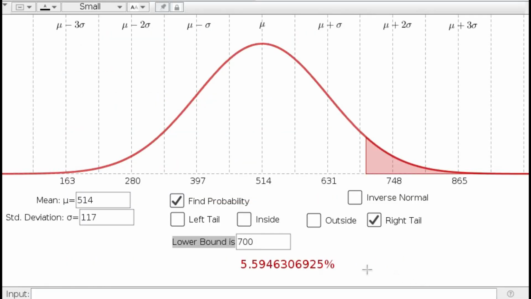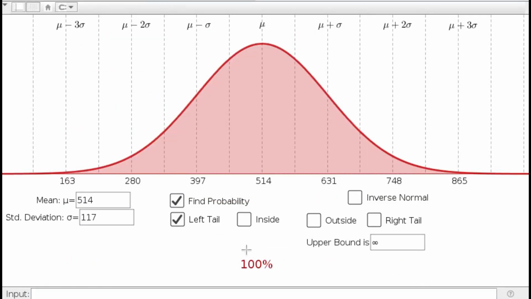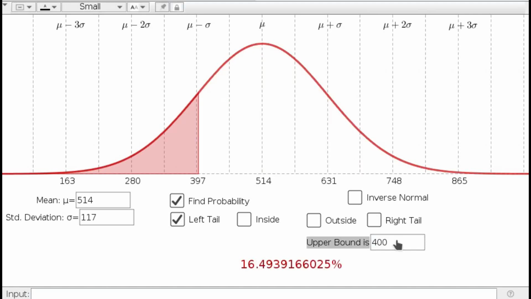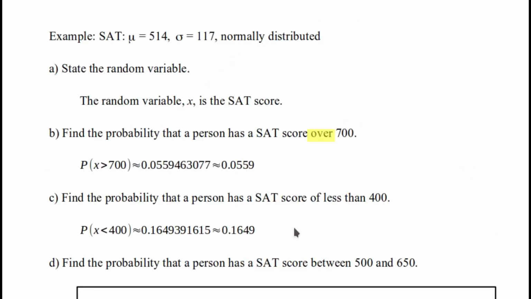The next question, find the probability that a person has an SAT score of less than 400. So less than, of course, is to the left. So we're interested in that upper boundary being 400. And it looks like about 16% of people who take the exam get an SAT score less than 400. So let's state that. The probability that x is less than 400 is approximately 16.49%.